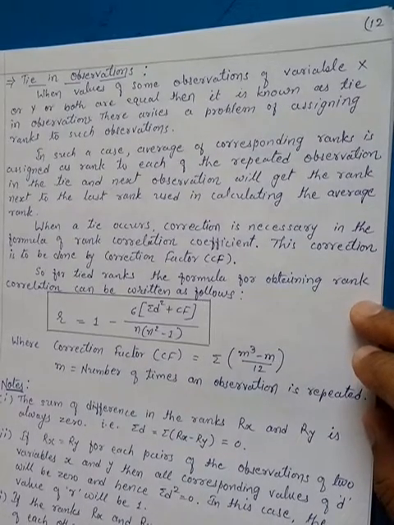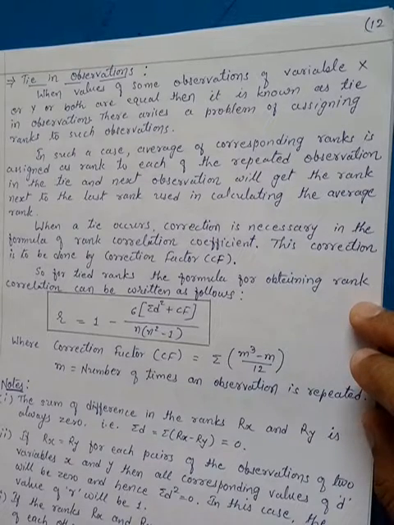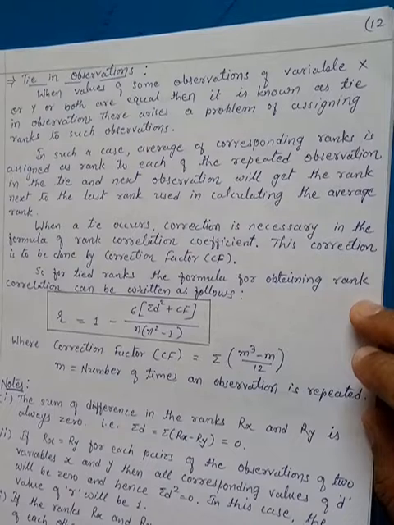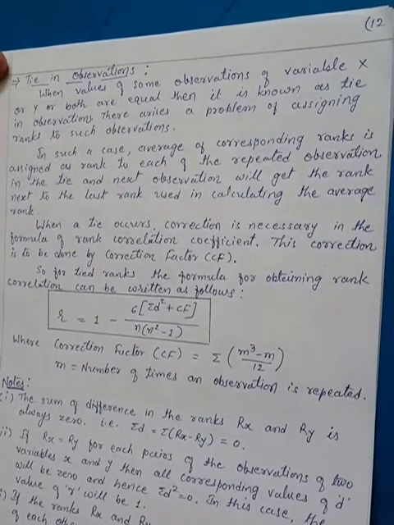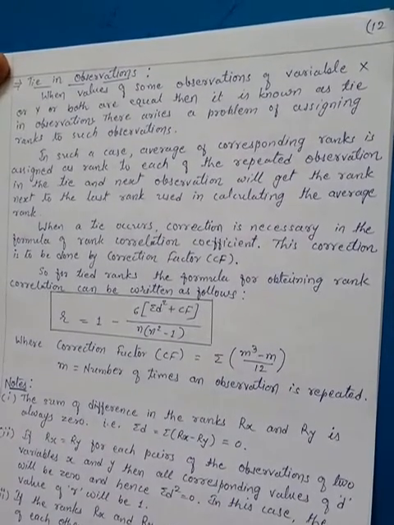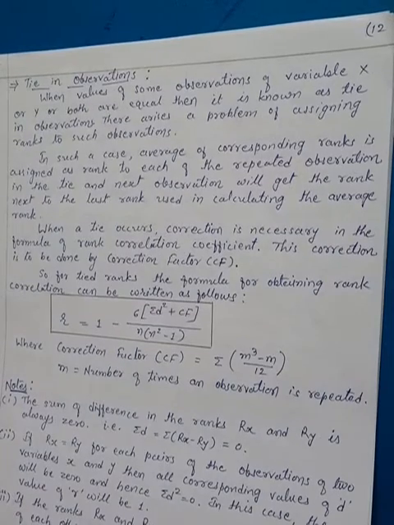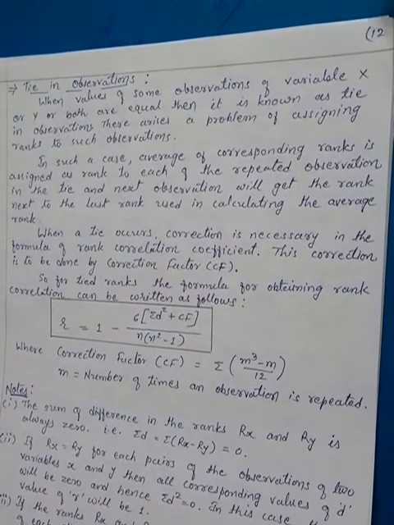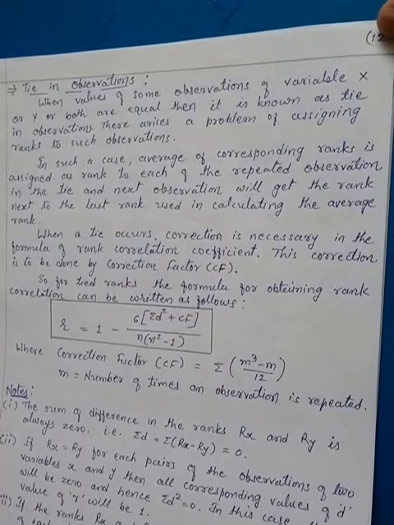And when such situations occur, we face the problem of assigning the ranks, because if the values of observations are equal, then their ranks also must be equal. If you are at rank number 2, then the next observation will be given rank number 3, then the next observation will be given rank number 4. But if both the observations are equal, then you cannot give them the same rank. We have to find the average of the ranks which are assignable to both repeated values.